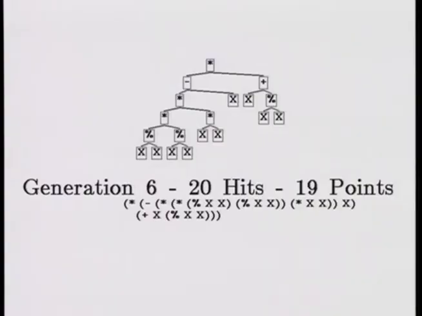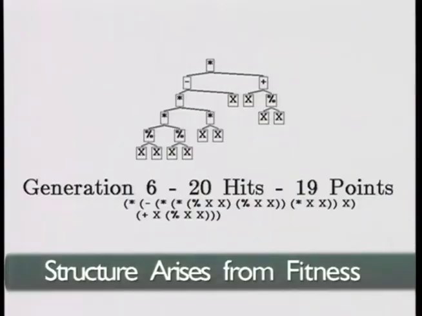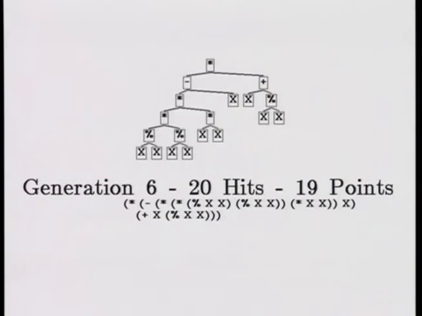Notice that we did not specify in advance that the functional form of the solution was a polynomial, or that the polynomial was cubic. Genetic programming evolved the necessary structure as a result of the selective pressure exerted by the fitness measure.